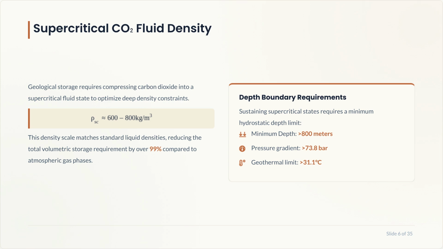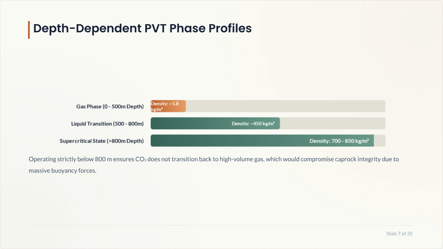Storing CO₂ in a supercritical state is essential for maximizing storage density. This requires specific depth conditions, including a minimum depth of 800 meters, to maintain the required pressure and temperature gradients. As this graph shows, operating below 800 meters keeps CO₂ in a high-density, supercritical state. This prevents it from reverting to a gaseous phase, which would otherwise threaten caprock integrity due to buoyancy.